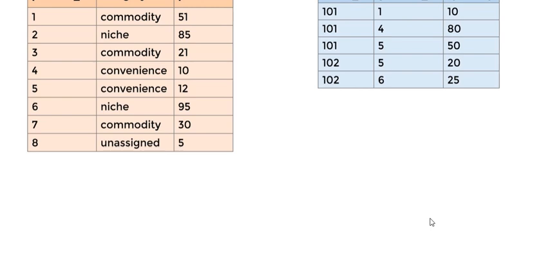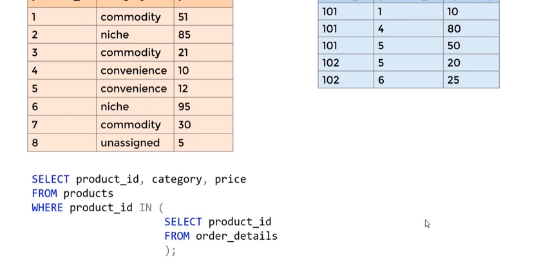So again we have our table of products, and now we are also interested in the order details table, right? So here two tables are there. Let's say we want to write a query to return all products from the products table where the product ID was also in the order details table. We can do that by using a multiple-row subquery, for example, like this.